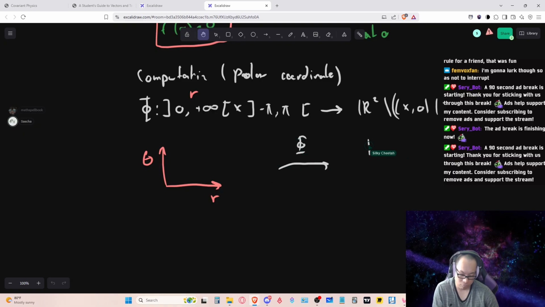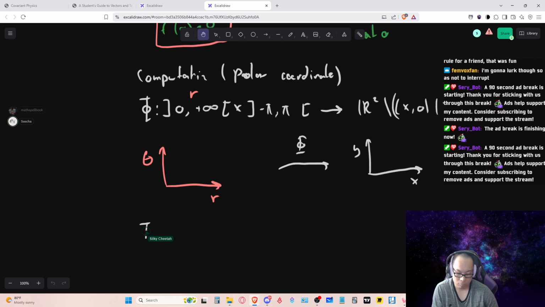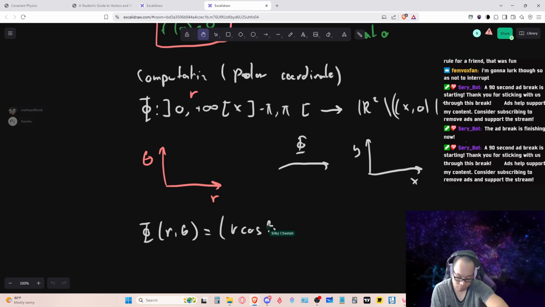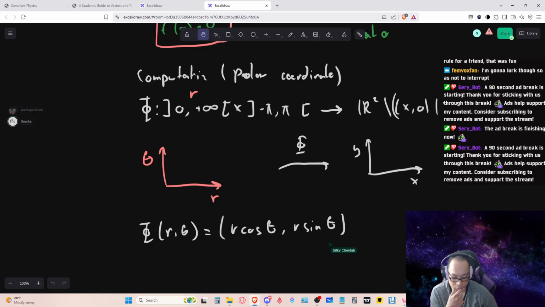And so what phi does is it maps this guy to the regular R2 with the usual coordinates, right? And I'm sure you've seen that many times, but if we want to write this map explicitly, we will write something like that. Right, the polar coordinates.